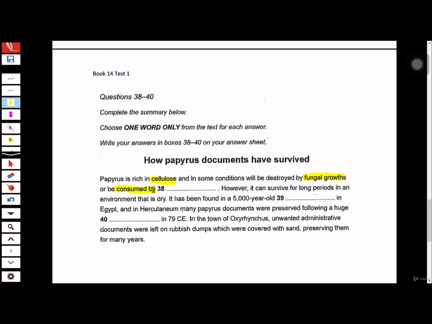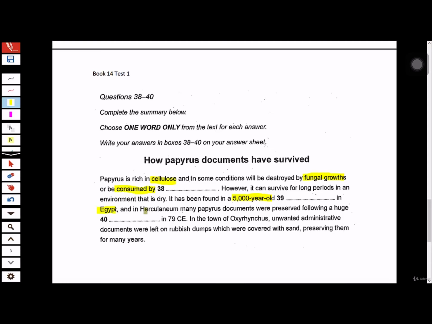The reason why is because the answer is going to connect directly to that language. Now, on the academic exam, we can pretty much count on the passage using synonyms. On the general exam, they may use the exact language, they may not, but we should plan for them to be using synonym language. For number 38, we're looking at 5,000-year-old in Egypt.